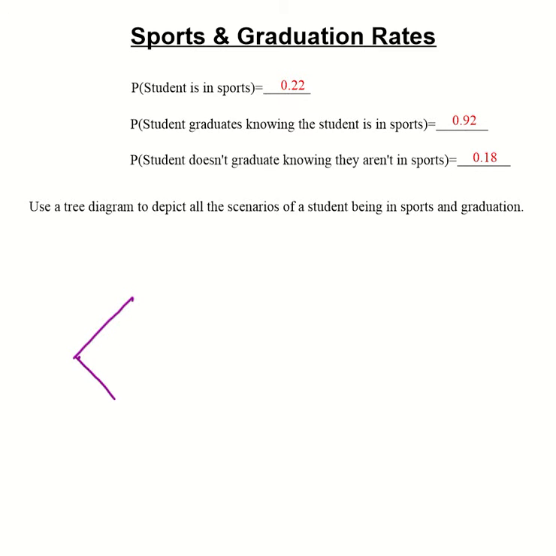Alright, and we get sports and not sports. Let's type those in. Sports, not sports. Remember, we know that the probability that the student is in sports is 0.22, so we can put that probability right there. We need to know the probability the student is not in sports. Well, remember, each set of branches needs to add up to 1. And so to find the not sports, we would actually just take 1 minus 0.22.